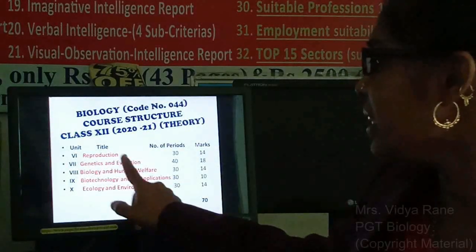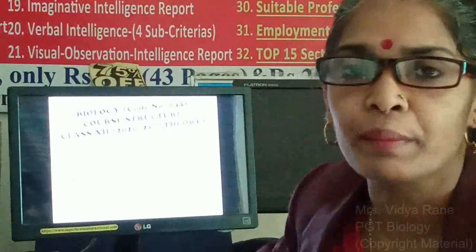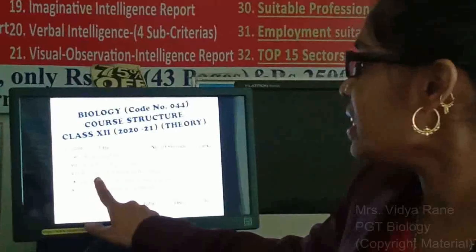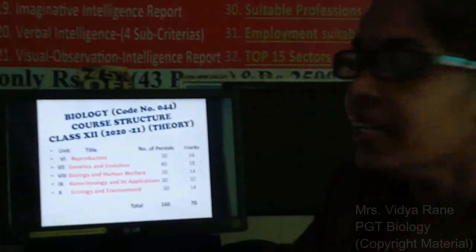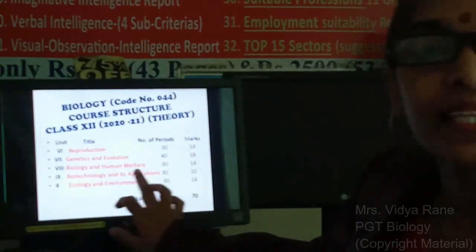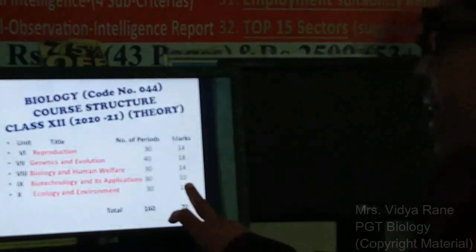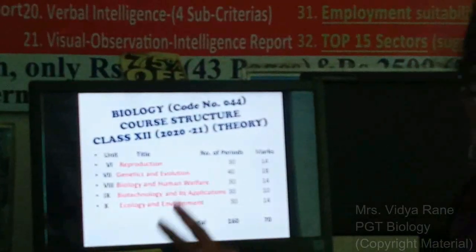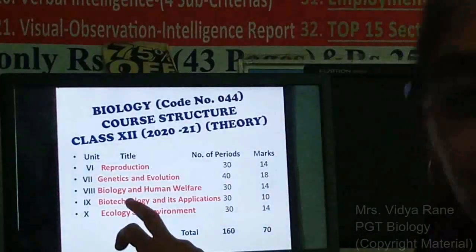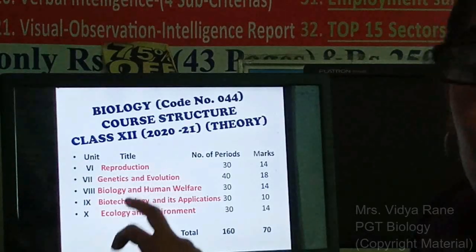The next unit is genetics and evolution. It has 3 chapters, and all 3 chapters together carry 18 marks weightage. Unit 8 is biology and human welfare. It again carries 14 marks. Unit 9 is biotechnology and its application, which has only 2 chapters and carries 10 marks. Chapter wise, this unit has the highest weightage per chapter, that is 5 marks. But we don't have chapter wise weightage, only unit wise weightage.